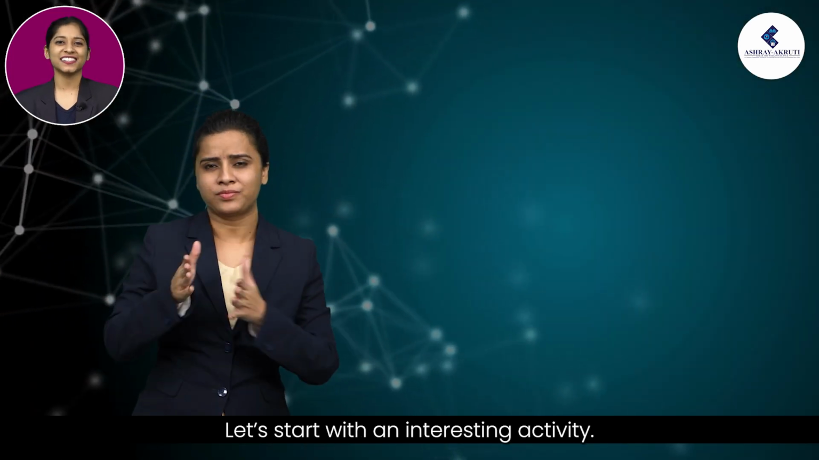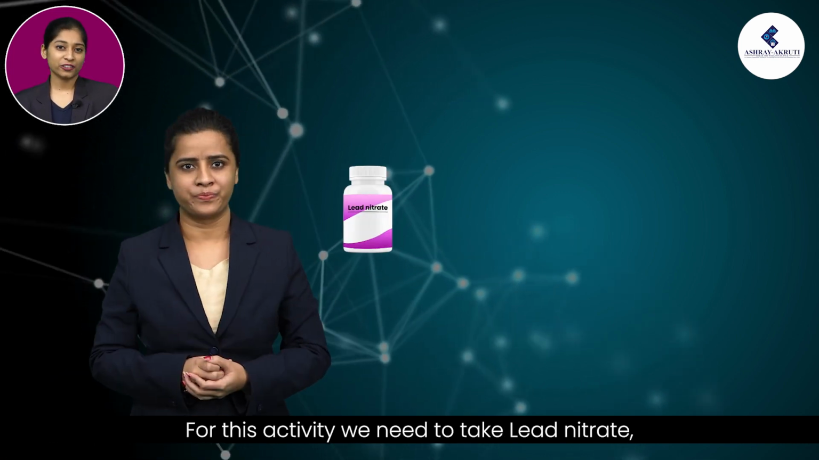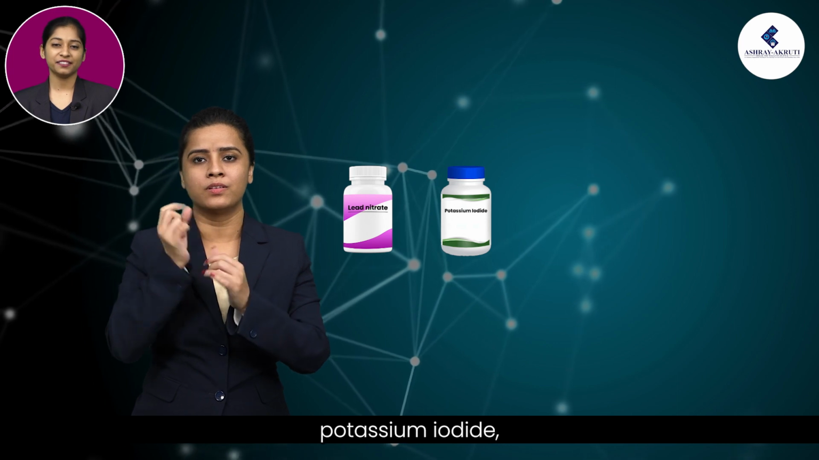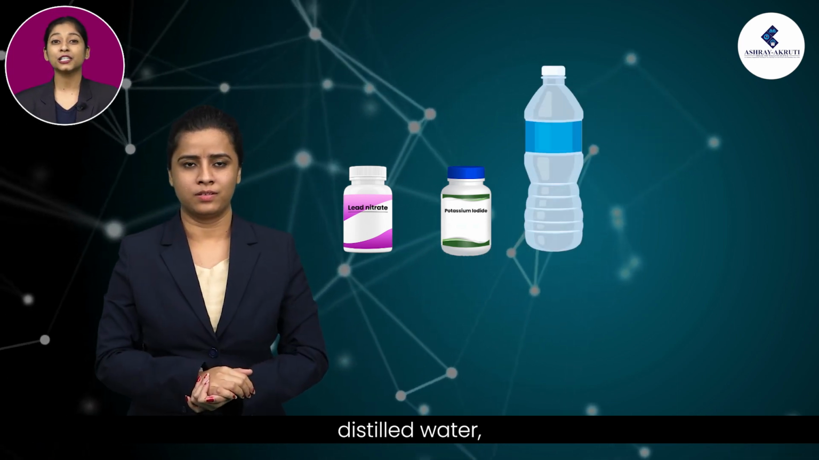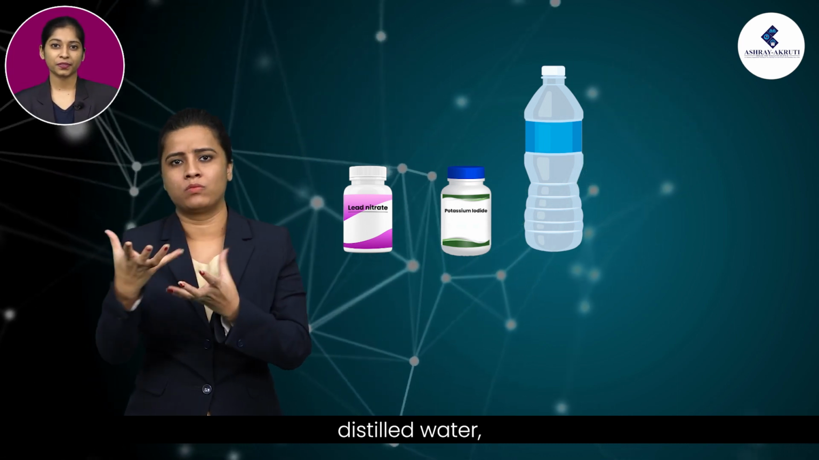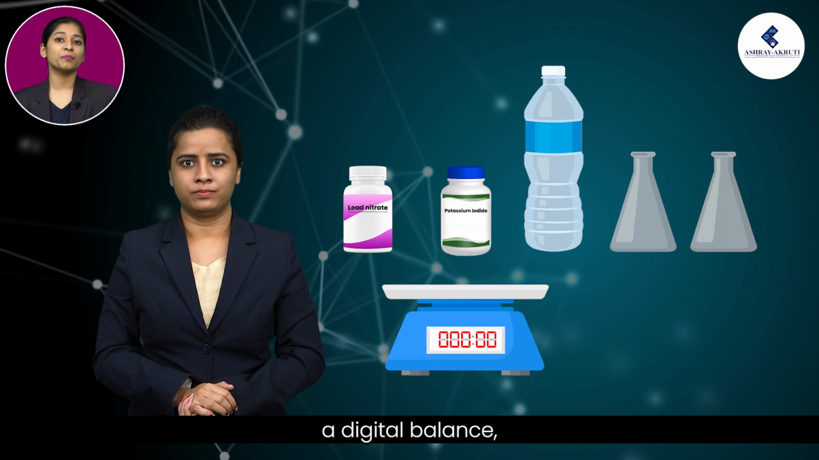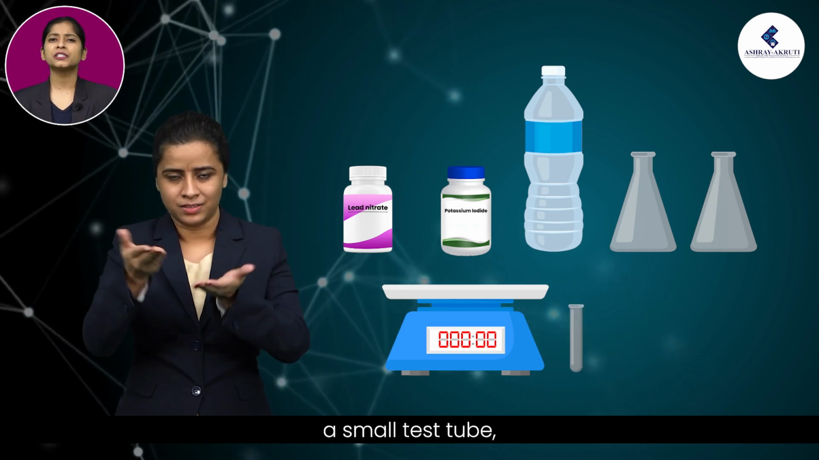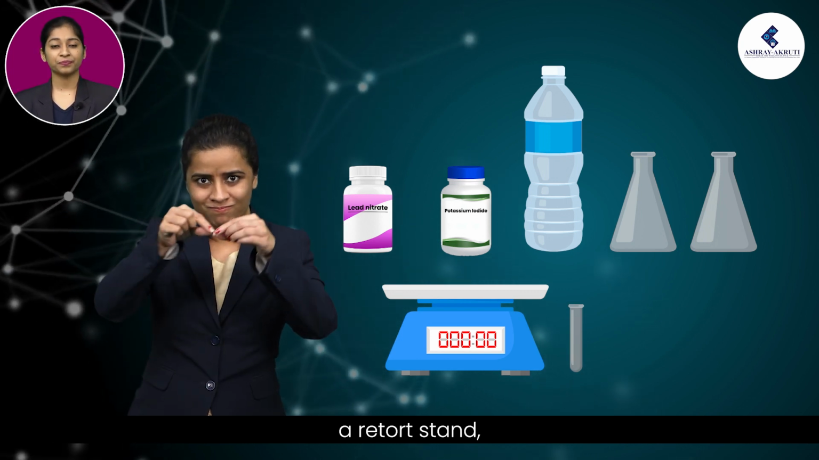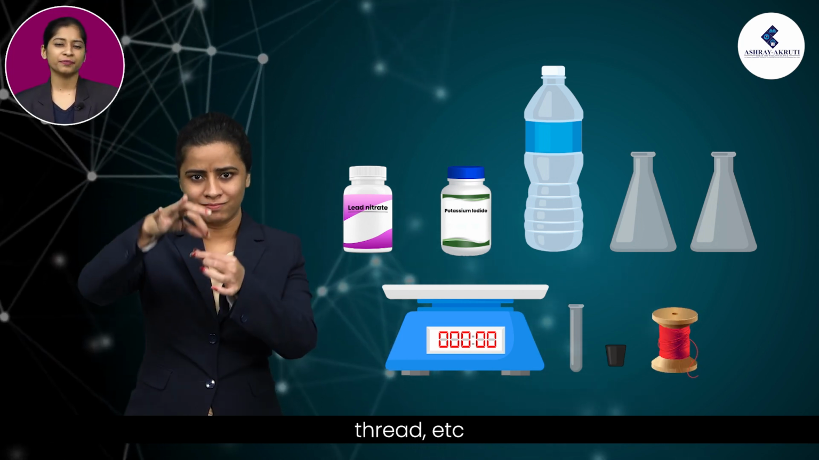Let's start with an interesting activity. For this activity, we need to take lead nitrate, potassium iodide, distilled water, two conical flasks, a digital balance, a small test tube, a retort stand, rubber cork, thread, etc.